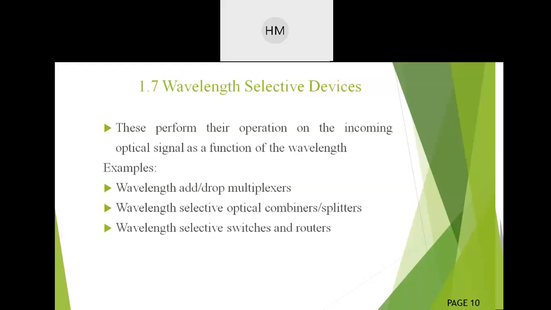Second application, wavelength selective. You can select your wavelength by using optical combiners or splitters. By the name, splitter means it will split the incoming wavelength. Combining means it will combine two wavelengths to produce a third signal. Then the third example is wavelength selective switches and routers.